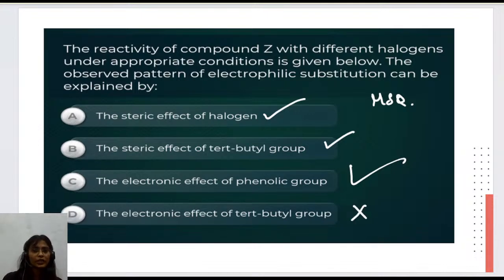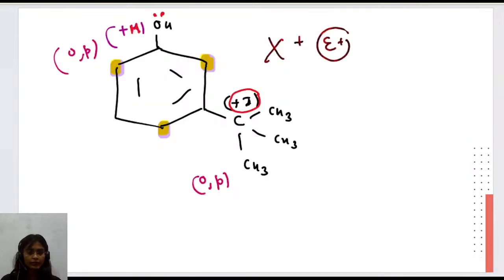Now let's decide between A or B there. So now let's go back here. Okay, I'm erasing this now.